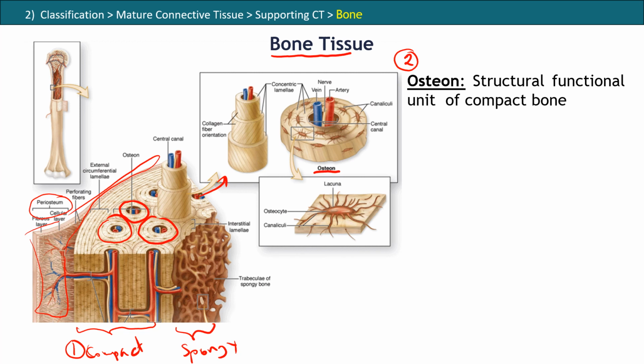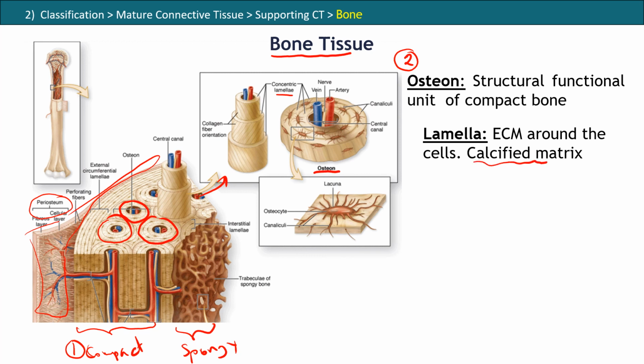So here, the first component is the lamella. You see all these concentric lamellae. And what is a lamella? A lamella is a specialized extracellular membrane around the cells that has been calcified. Yeah, it has a calcified matrix, and this allows the bones to have hardness and rigidity. Okay, and there you are storing calcium. So first, lamella. Let's put here 2A, lamella.